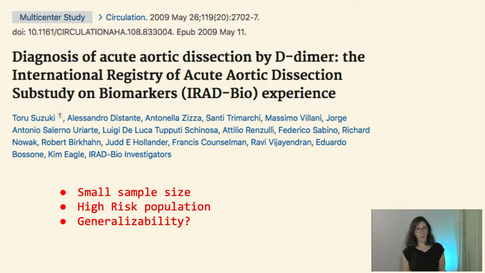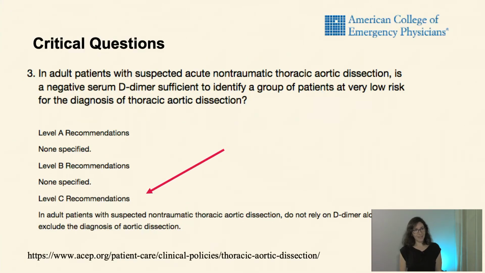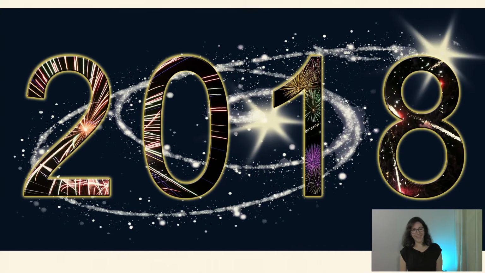So it really raises a question about generalizability, right? How is this going to fare in a normal population of people where the average yield on CTs for dissection runs somewhere in the range of maybe 2 to 3% in some estimates? So is this really generalizable? Hard to say. ACEP also wasn't convinced. In those 2015 guidelines, they gave level C recommendations that providers should not rely on D-dimer alone to exclude the diagnosis of aortic dissection. All right, so that was the background. Now we can fast forward to 2018 and the ADVISE trial, which is what I really wanted to talk to you about.